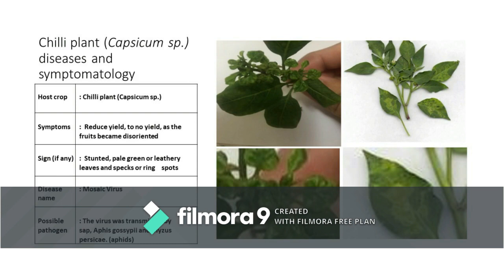You can refer to the picture on your right hand side. You can see the leaf is wrinkled on the top, and you can see the specks of ring on the leaves. So that is the sign. The disease name is mosaic virus, and it is transmitted by sap and by pests called aphids. Mainly there are two species of aphids that carry this virus, Aphis gossypii and Myzus persicae.